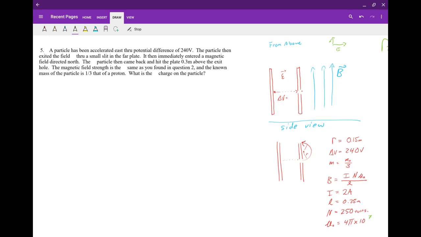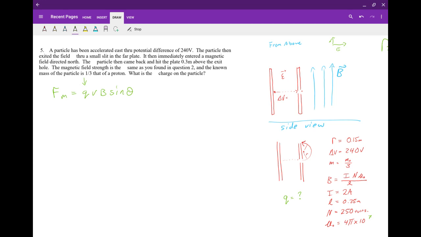Basically now we've got all sorts of information. The question is now, what is the charge of the particle? So I want to find the charge. The way we're going to do this is, I know this particle is in a magnetic field, and if I take the magnetic force, it's QVB sine theta. And there it is. That's going to be our charge.